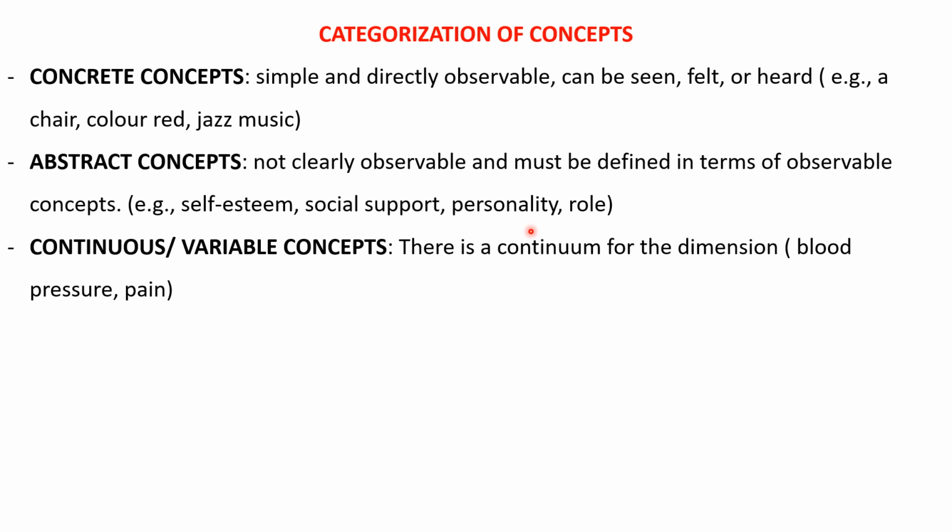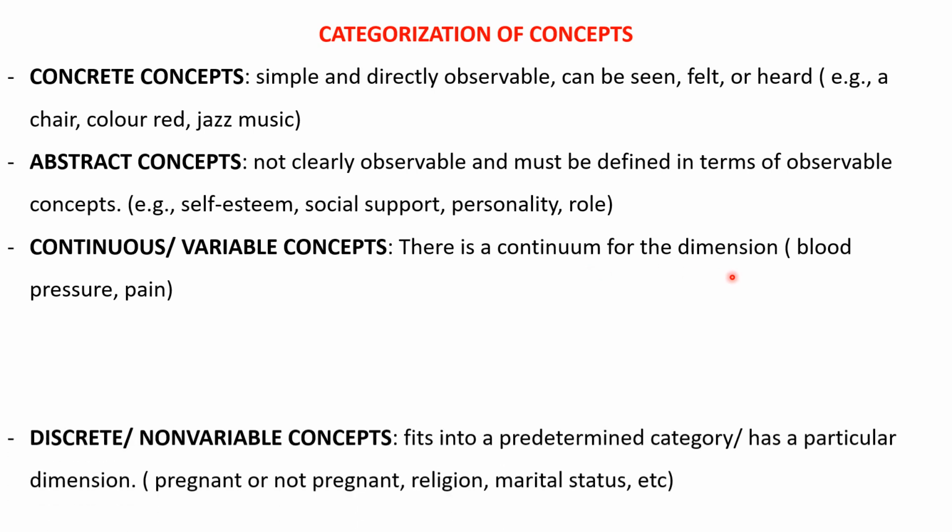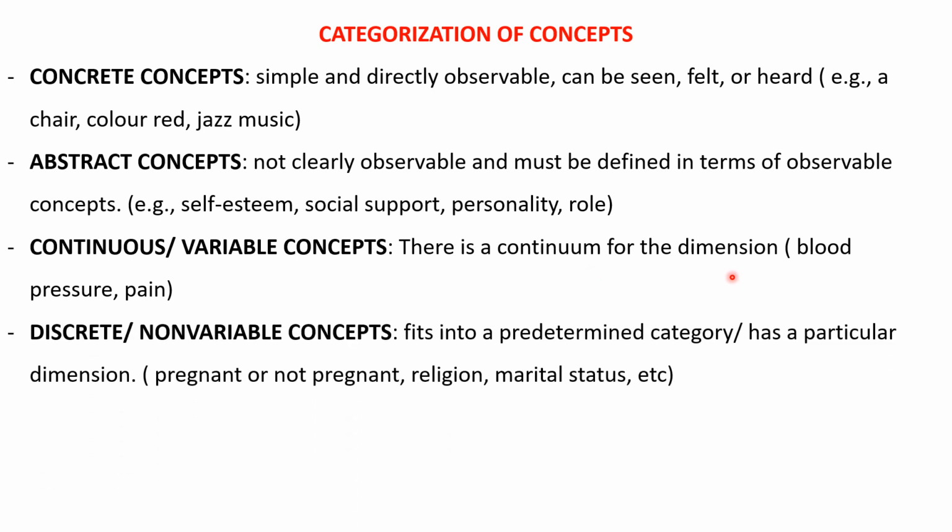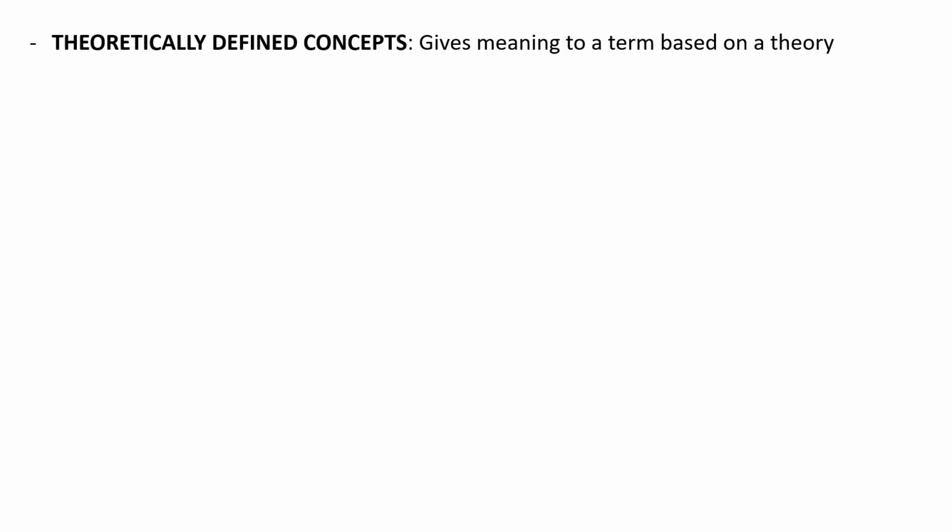Then there are continuous or variable concepts, that is, there is a continuum for the dimension, for example blood pressure, pain. Then there are discrete non-variable concepts that fit into a predetermined category, having a particular dimension. For example, pregnant or non-pregnant, meaning people will come in one category. Religion categories are there. Marital status categories are there.